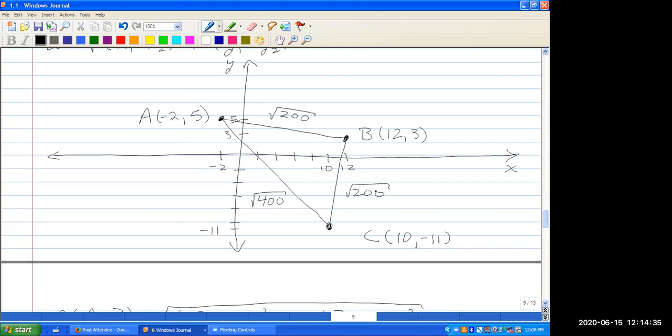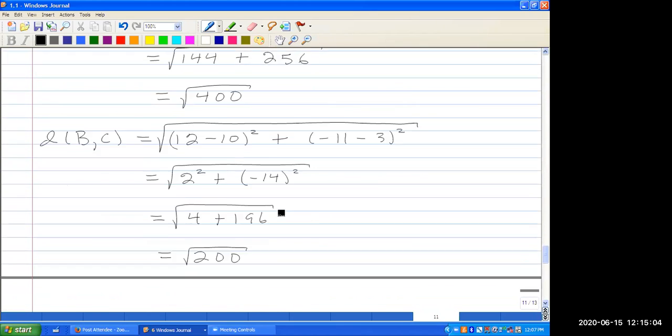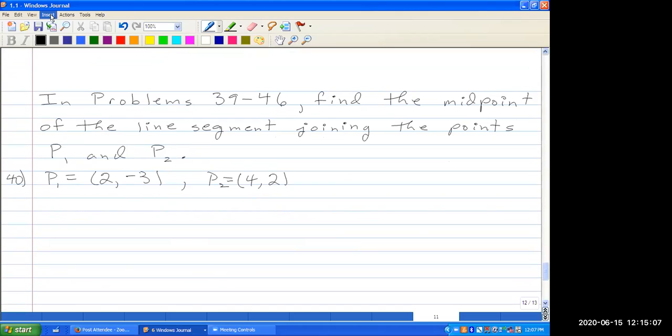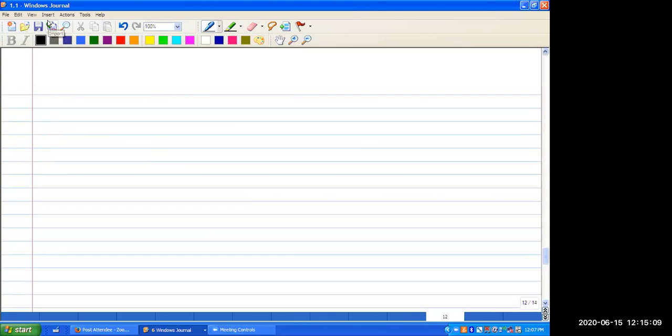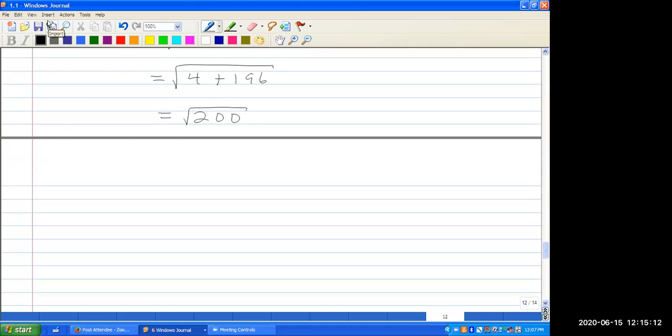And so now I want to see, is this a right triangle? Well, obviously the biggest number here is the radical 400. So that has to be your hypotenuse, the angle opposite the right angle. And so I just want to check, if I square radical 200, add it to the square of radical 200, 200 plus 200, is that equal to the square of radical 400? 400, sure. And so this will be a right triangle.